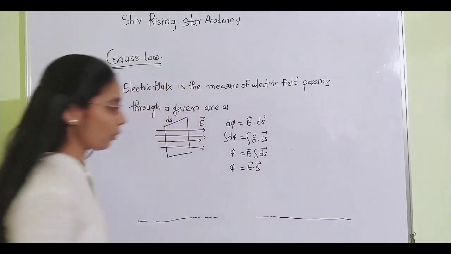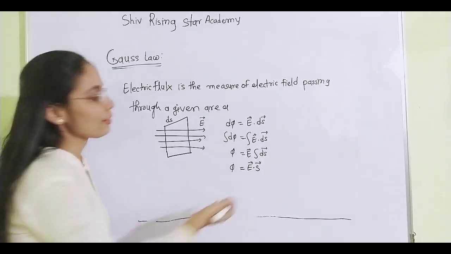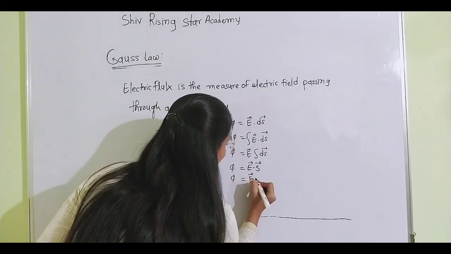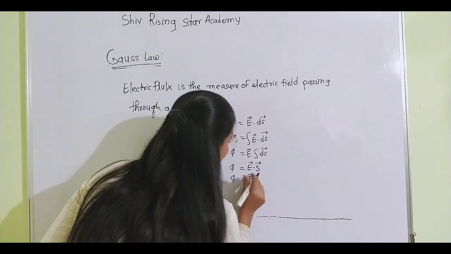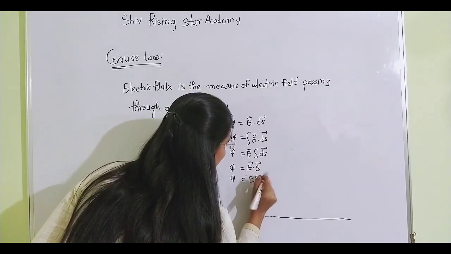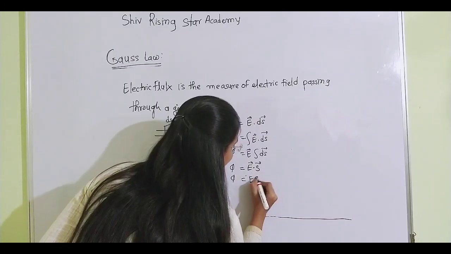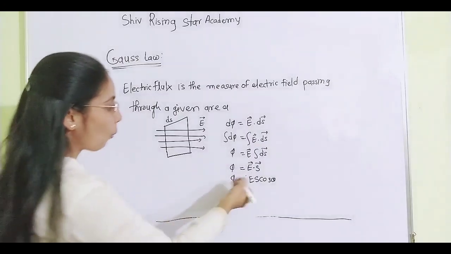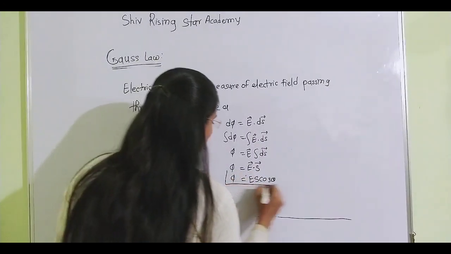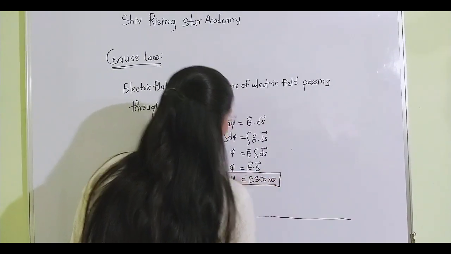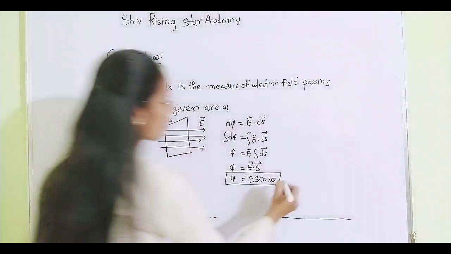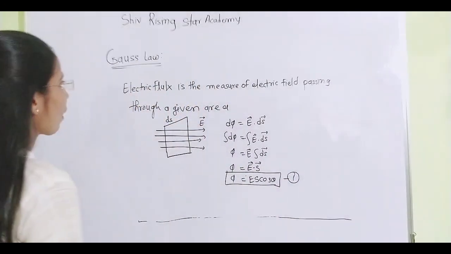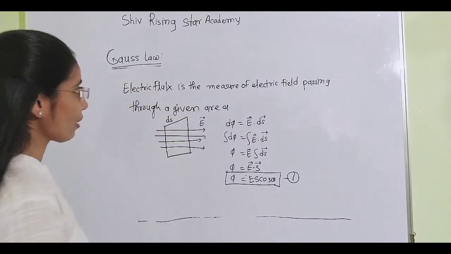Here is the dot product. And how can we open this dot product? φ is equal to E S cos theta. Using cos theta, we can open this dot product. So this is our flux. This is our equation number 1. So in this way we can calculate the electric flux.